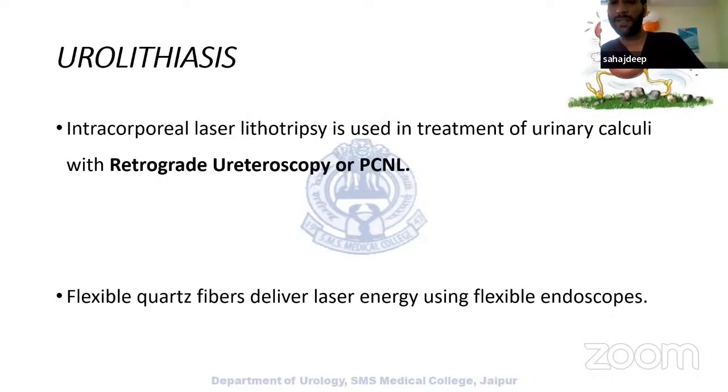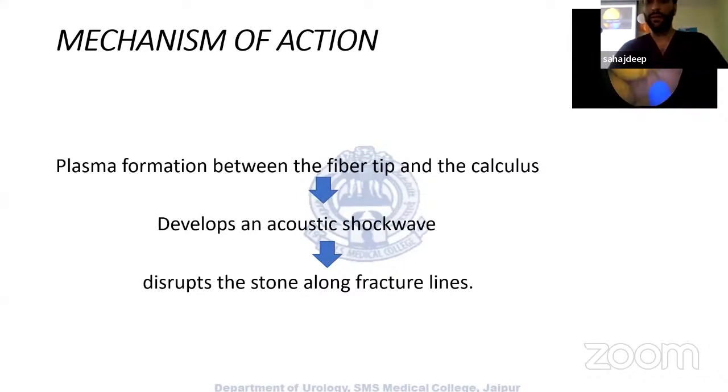Starting with the application in urolithiasis. Intracorporeal laser lithotripsy is used in treatment of urinary calculus with retrograde ureteroscopy or PCNL. A flexible quartz fiber delivers laser energy using a flexible endoscope. Plasma formation occurs between the fiber tip and the calculus. This develops an acoustic shock wave which disrupts the stone along its fracture lines.